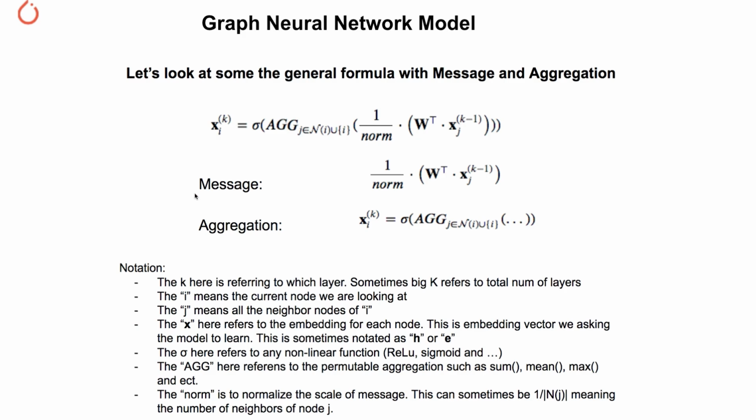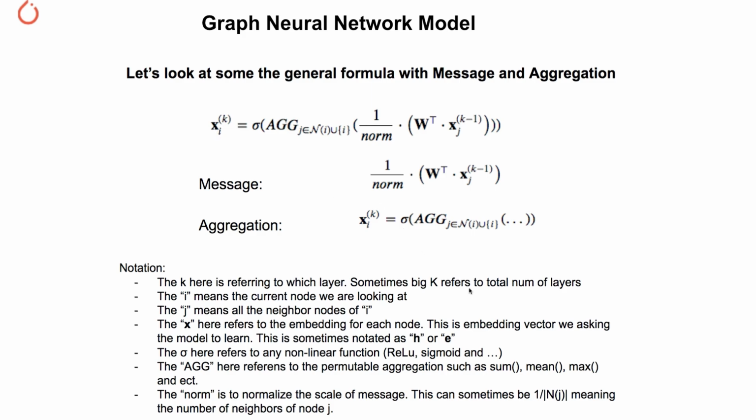So let's go over each of the notations so you don't get confused. K here refers to which layer you're at, and sometimes you see big K, which refers to the total number of layers. And here I just means this is the target node I'm trying to compute its embedding, and J means all of its neighbors. You can also see from this notation that J belongs to all of the neighbors of I. And then x here refers to the embedding. That's why it's bold. It's a vector.